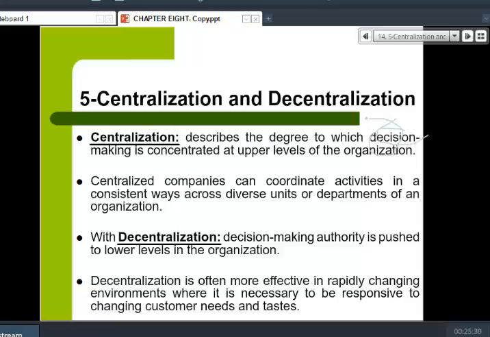or the decision is distributed among many staff. So with decentralization here, the decision making authority is pushed to the lower levels in the organization. So even the normal staff or the smallest staff in the organization can take a decision. Decentralization is often more effective in a rapidly changing environment where it is necessary to be responsive to changing customer needs and tastes.